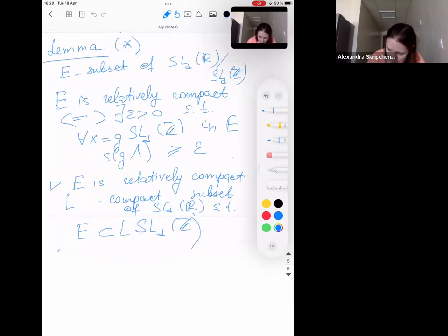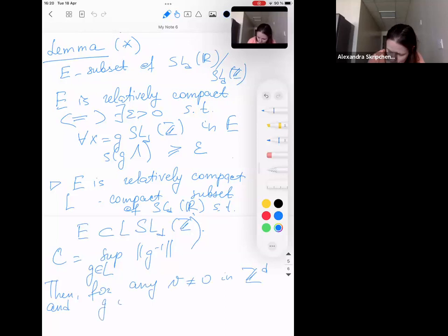Now we set C to be a supremum of the norm of G minus 1, when G is a member of L. Then for any non-zero V in R^D and G in L, one has the norm of GV greater or equal than 1 over C.